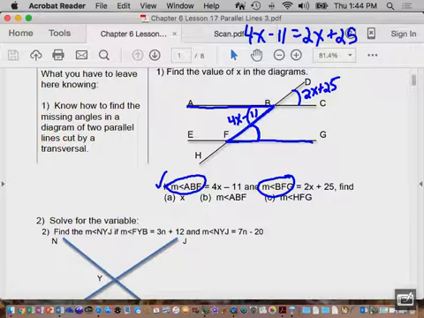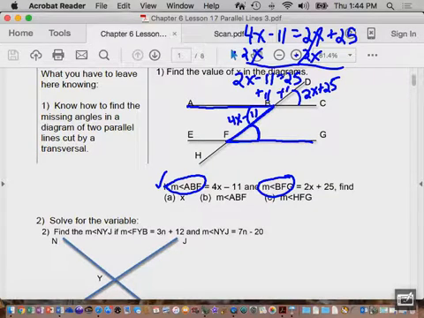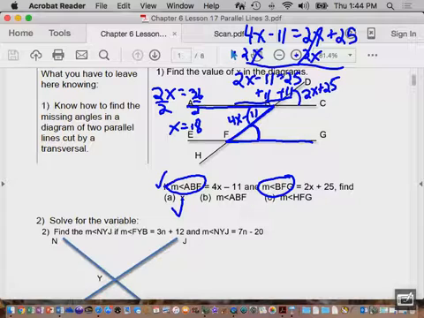Okay, so let's solve this out here. Is this the same side situation or opposite side? Opposite side. So I'm going to go minus 2x. 2x minus 11 equals 25. Add 11. 2x is 36. Divide by 2, you get 18. So that is part A, 18.